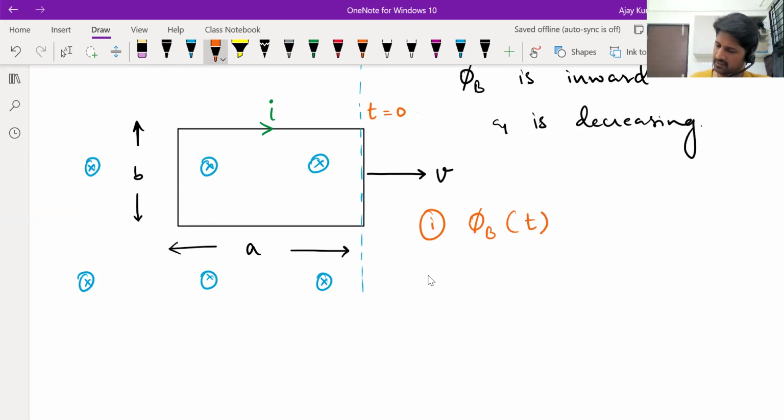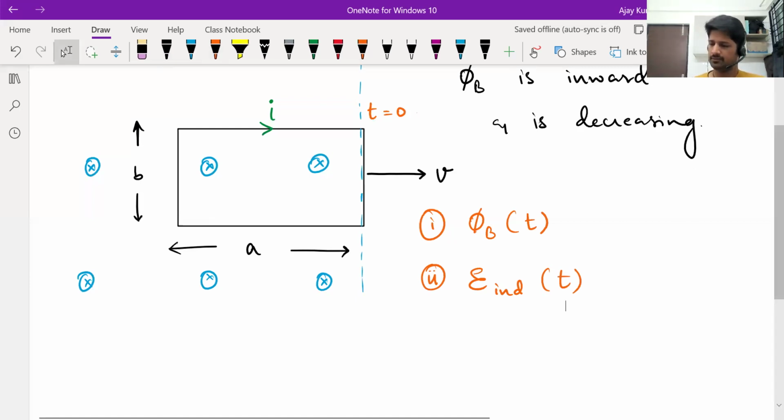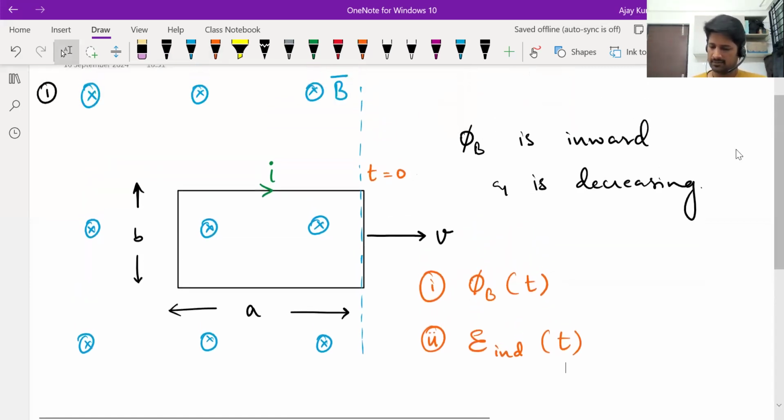Of course, this will be varying, so there will be EMF induced. Induced EMF as a function of time. If you know induced EMF, divide by resistance, you can tell the current also. Anyway, do this all of you. After a time t, when the loop is still leaving the magnetic field, how much is the flux, how much is the induced EMF?